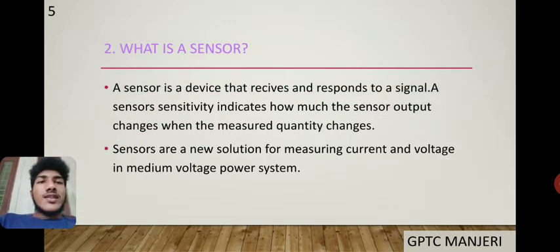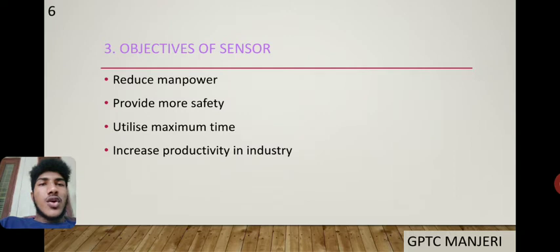Next, what is a sensor? A sensor is a device that receives and responds to a signal. A sensor's sensitivity indicates how much the sensor output changes when the measured quantity changes. Sensors are a new solution for measuring current and voltage in medium voltage power systems. Objectives of sensors: reduce manpower, provide more safety, utilize maximum time, and increase productivity in industries.